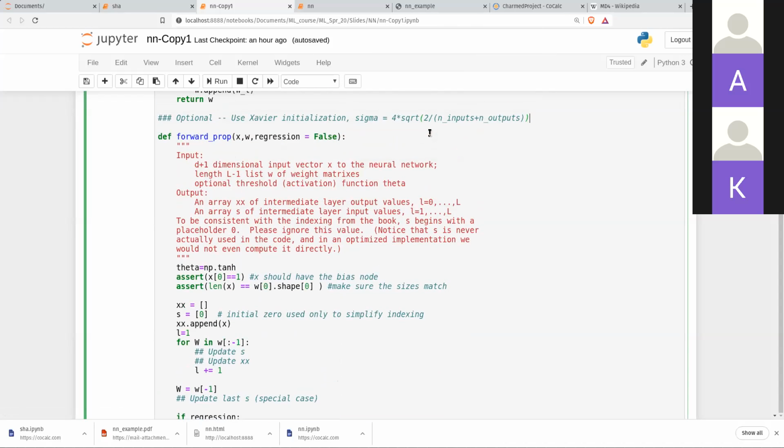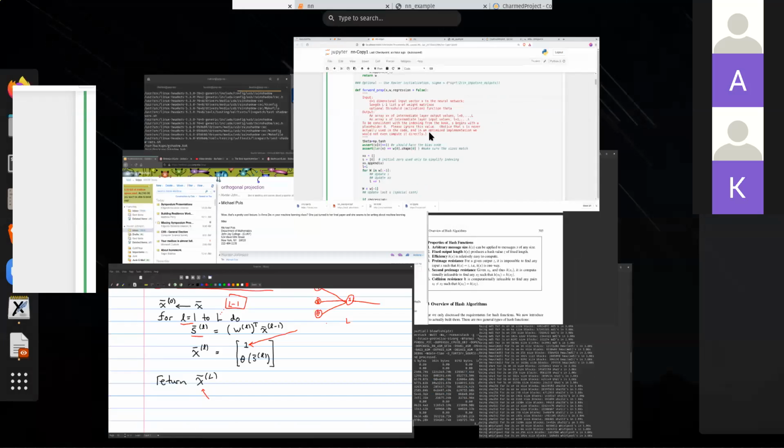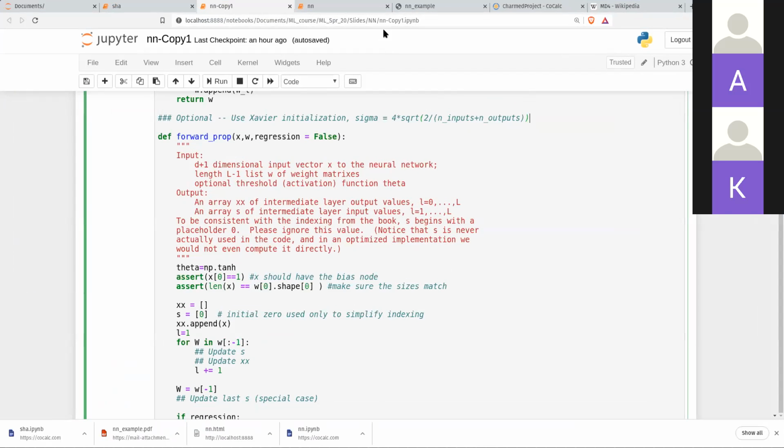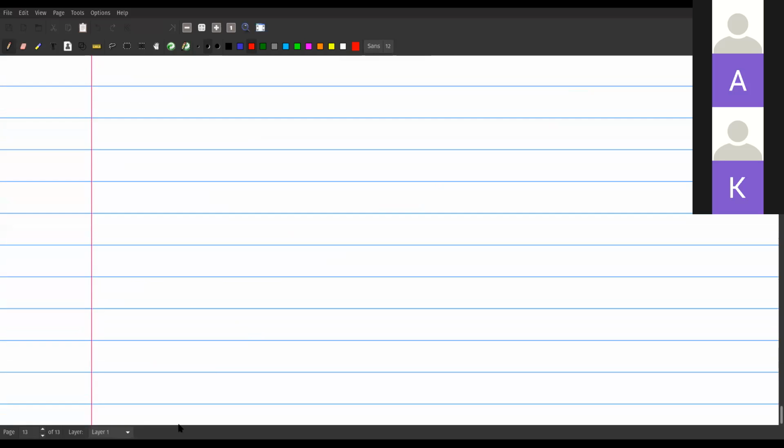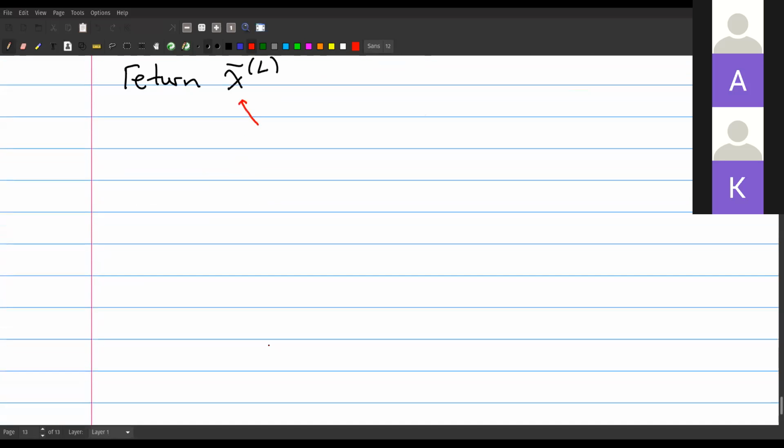Okay, so I'm going to now explain the back propagation algorithm, and I'm going to need to come back to the notebook and start on some fresh paper here. So back propagation is the algorithm that trains neural networks.